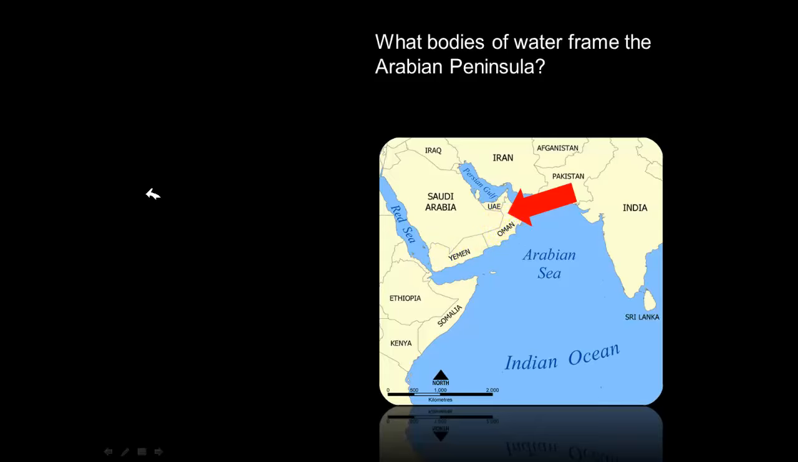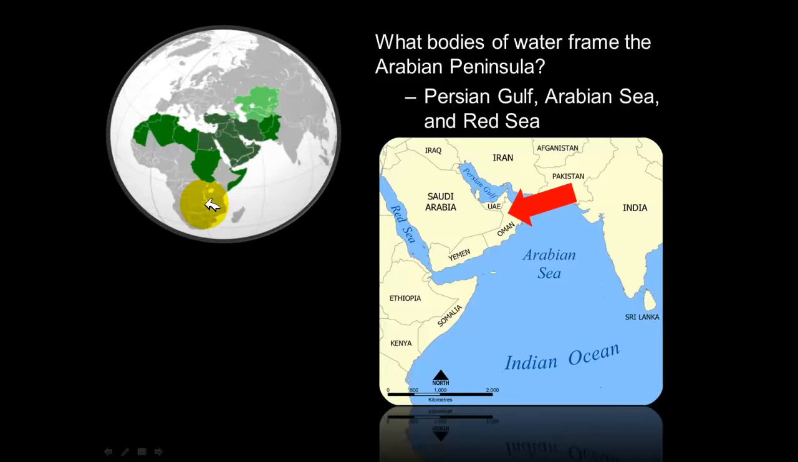the United Arab Emirates. So the bodies of water are the Red Sea to the west, the Arabian Sea to the south and southeast, and the Persian Gulf to the east. So you guys see that? Persian Gulf, Arabian Sea, Red Sea.